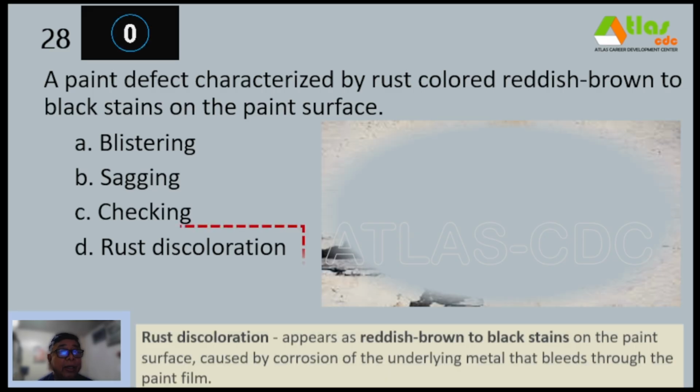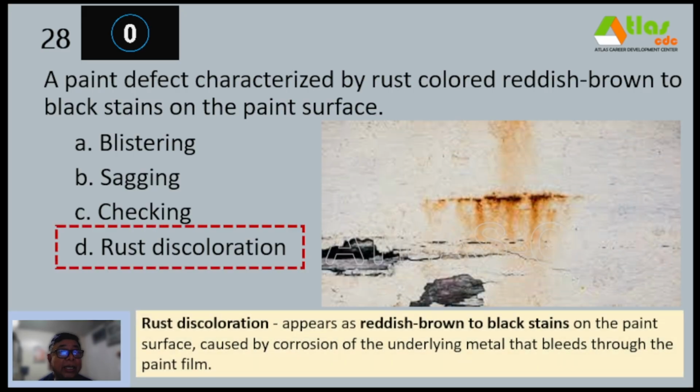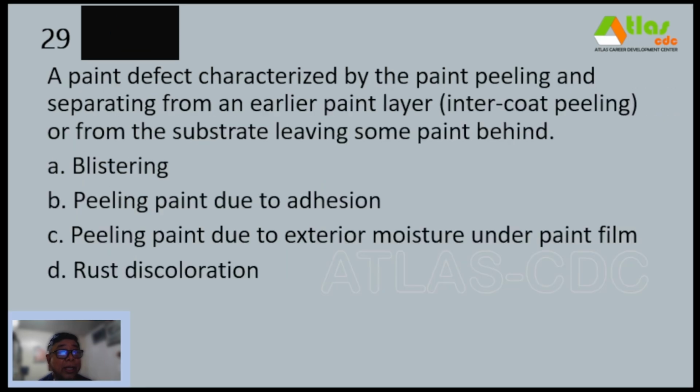And our correct answer is letter D, rust discoloration. So this rust discoloration appears as reddish-brown to black stains on the paint surface caused by corrosion of the underlying metal that bleeds through the paint film.